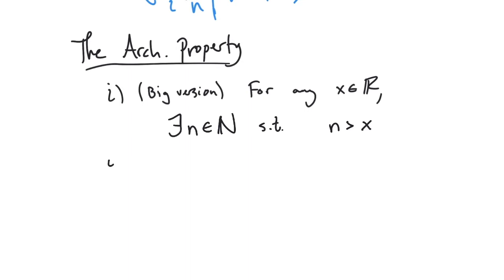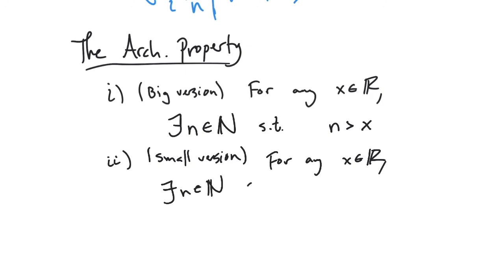And then here's the small version, and this has to do with fractions. The big version basically says there are natural numbers bigger than any real number, and the small version says there are fractions that are smaller than any real number. So this one says for any x in R, there exists n in the natural numbers such that n is less, sorry, not n, 1 over n is less than x. And I have to say, sorry, I forgot, for any x in R with x greater than 0. All right, I'm talking about positive real numbers. There is a fraction which is less.